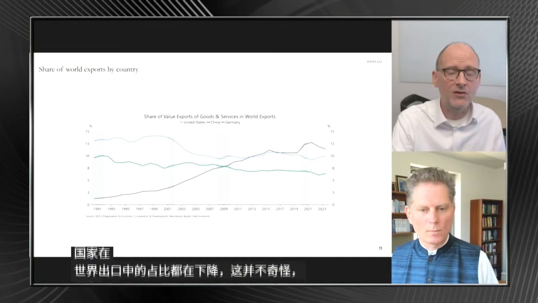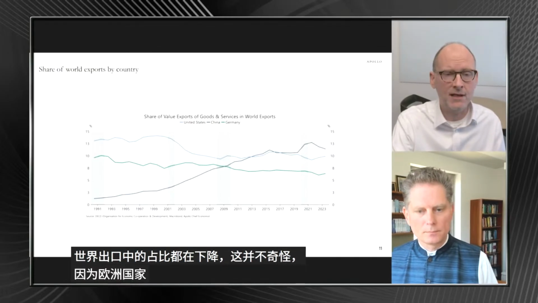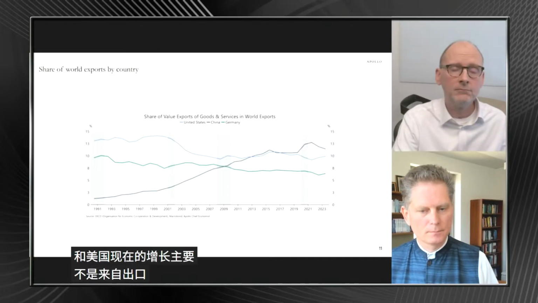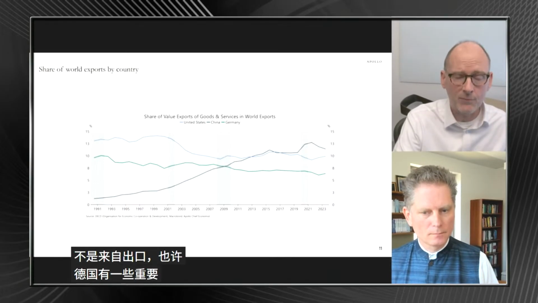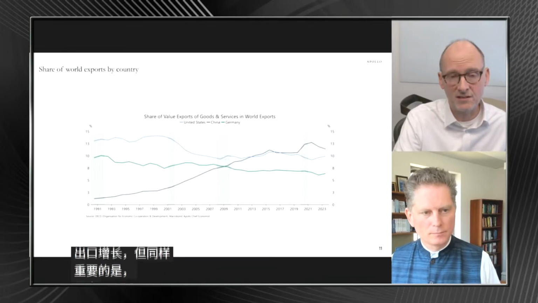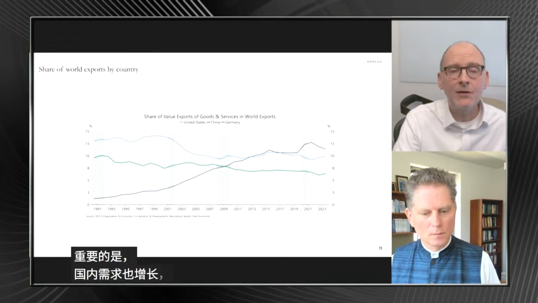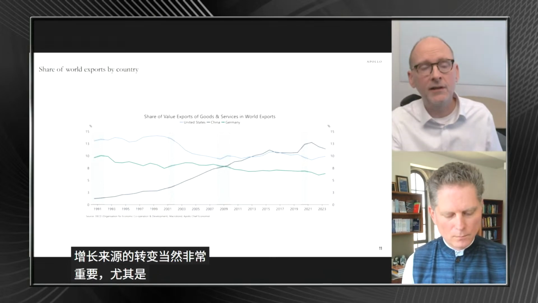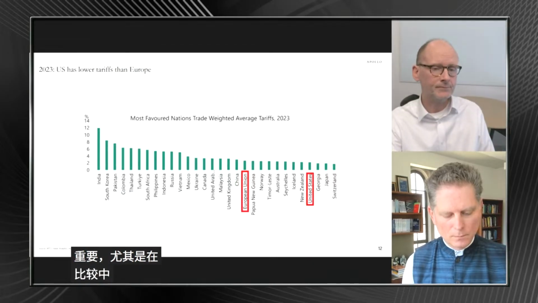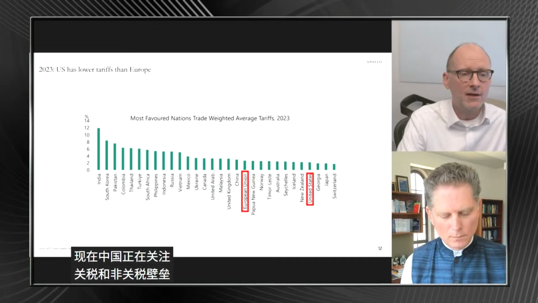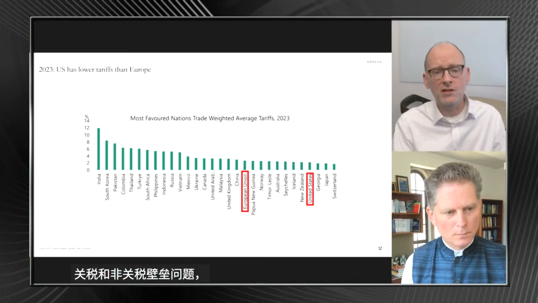That's not surprising, given, of course, that the European countries and the US are now seeing growth coming not so much from exports. Maybe in the case of Germany, there is some important growth from exports, but there's also, very importantly, growth coming from domestic demand. So that shift in the source of growth is very important, in particular in comparisons with China.